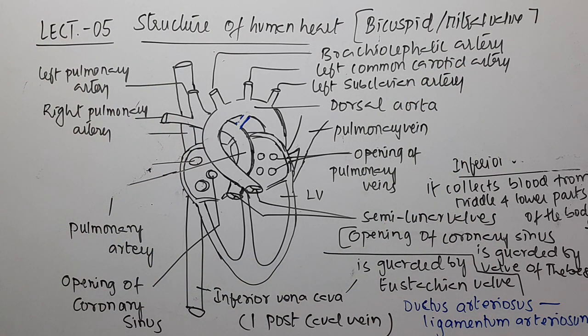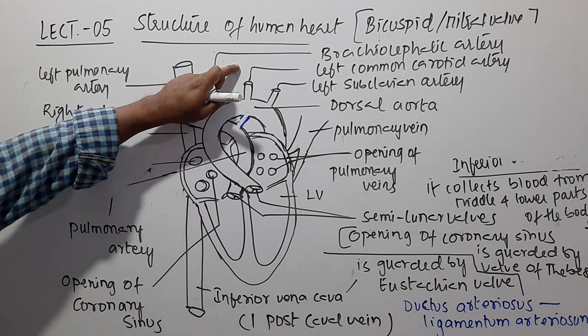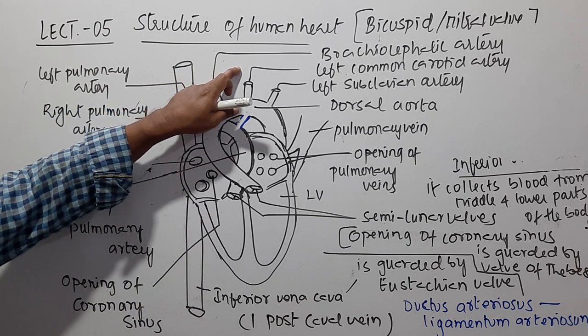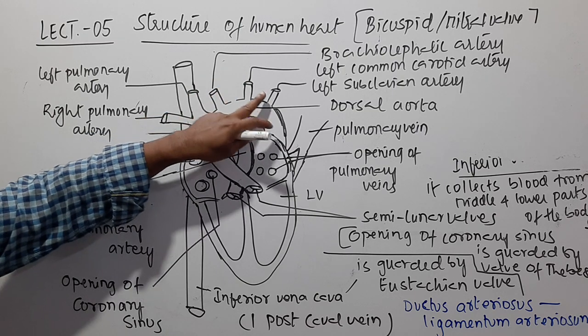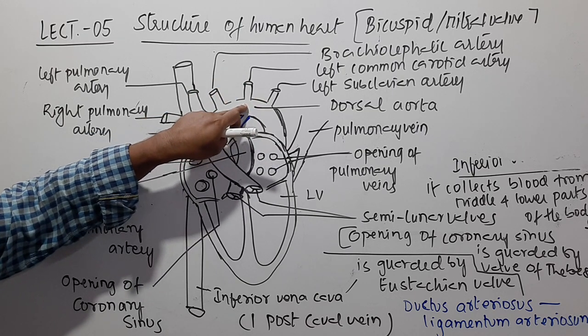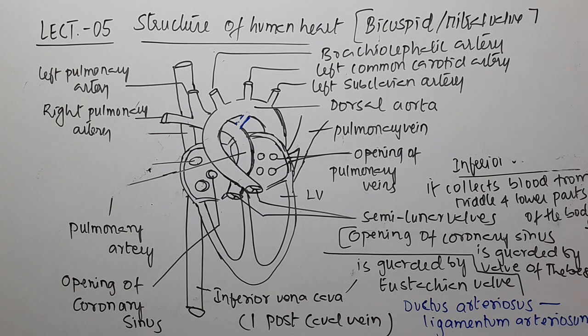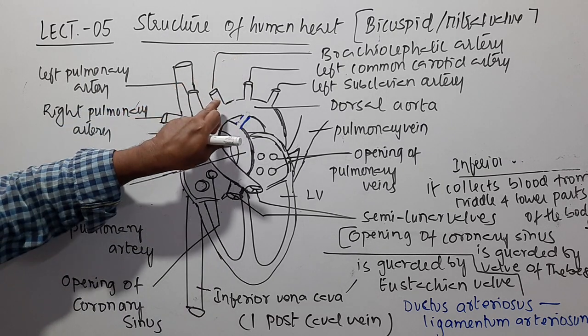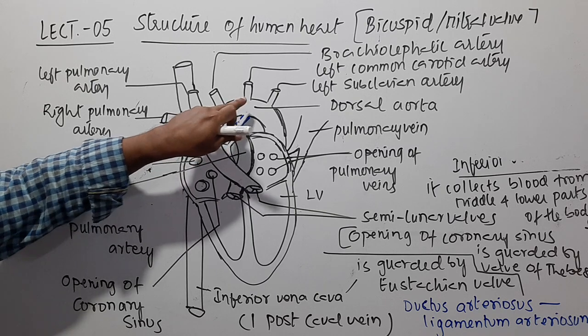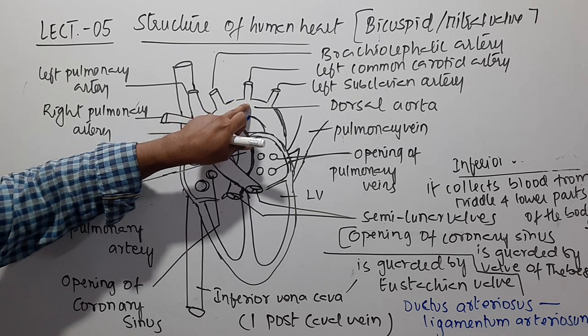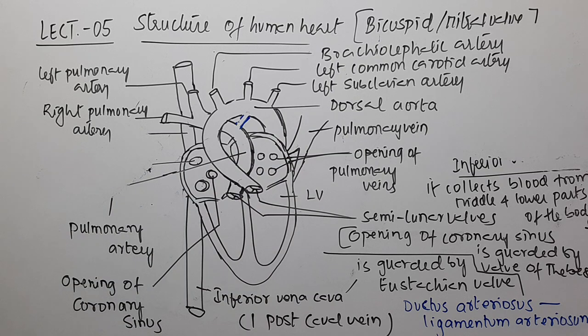Right. So find out to which parts this brachiocephalic artery supplies blood, and all these are the ones that will be supplying the oxygenated blood to different parts of the head, neck, shoulder, I mean the upper parts of the body, right? So this is the brachiocephalic artery, this one is the common carotid artery, and this one is the left subclavian artery.